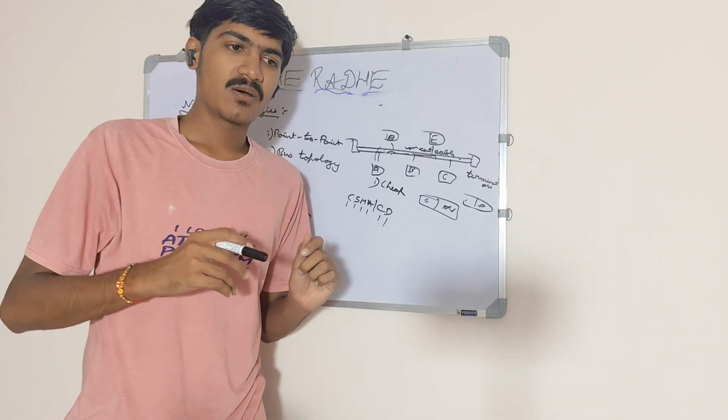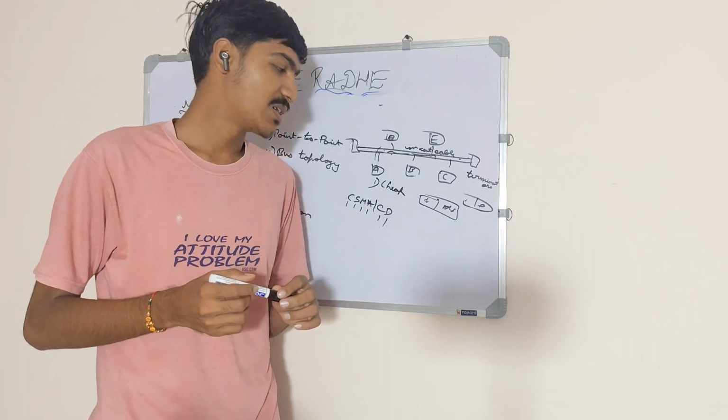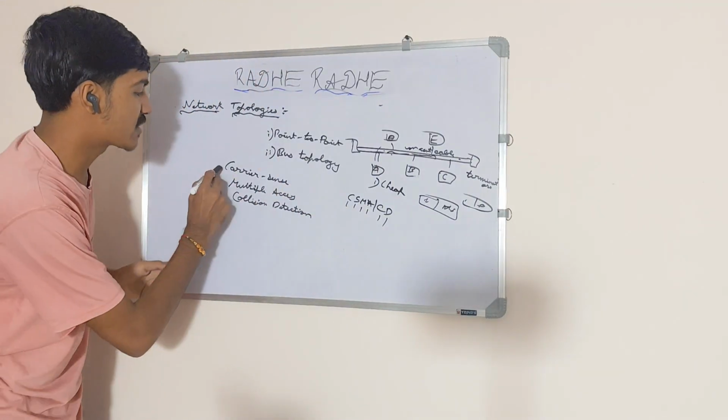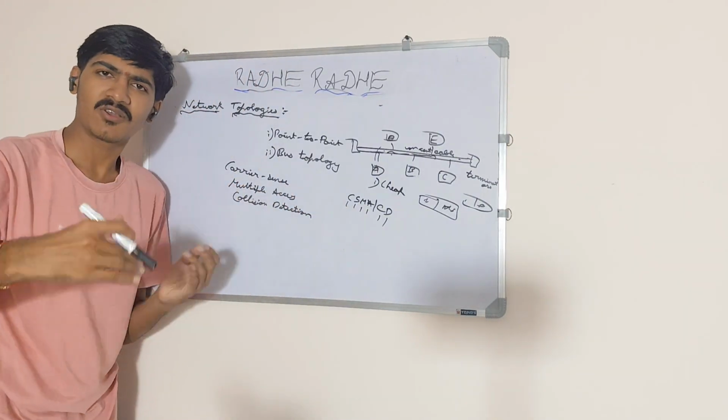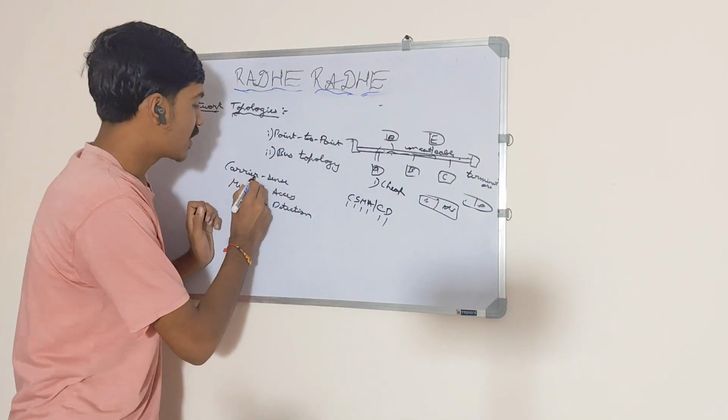blaming it. Collisions happen. Why use bus topology when there is a lot of collision? Now they invented this technology. First of all, what is carrier sense? I'll explain it in very simple terms. You will not get this anywhere.